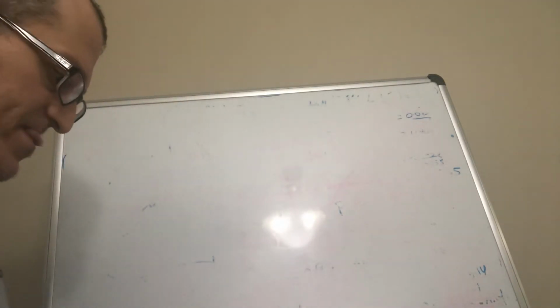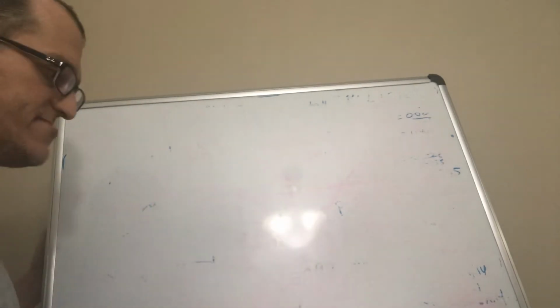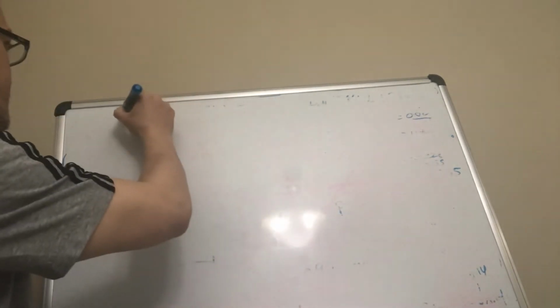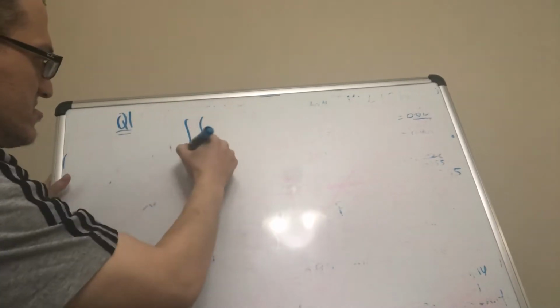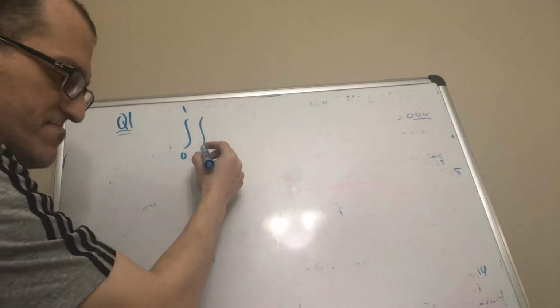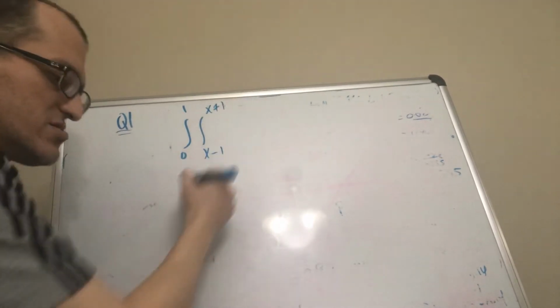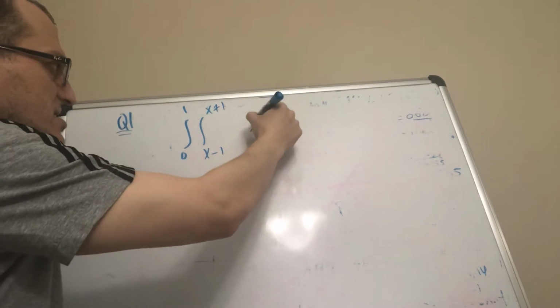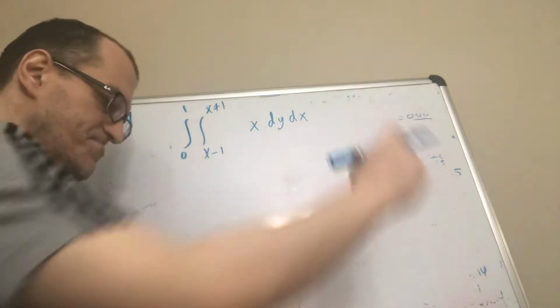Because of time, I'll do worksheet number 1, or A. First question is the double integral from 0 to 1, from x minus 1 to x plus 1, of x dy dx.